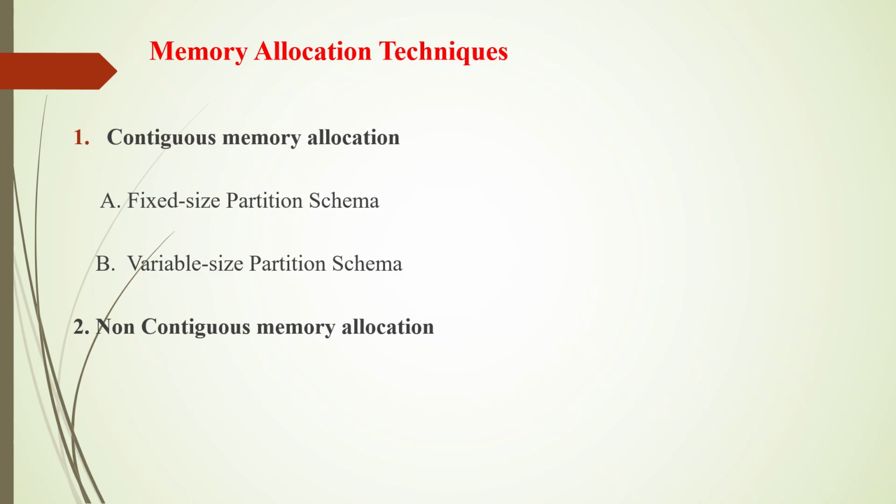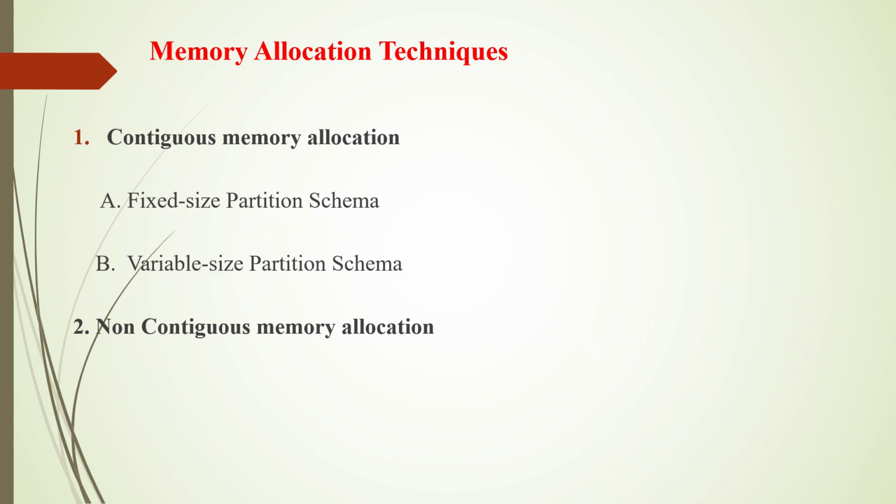In contiguous memory allocation, each process is stored in a single continuous block of memory. The entire process is loaded into one section of the main memory. This technique is simple and provides faster access, but it may cause a fragmentation problem because a memory block can become unused after that particular process is removed. Contiguous memory allocation is divided into two types. First one is fixed size partition scheme and the second one is variable size partition scheme.